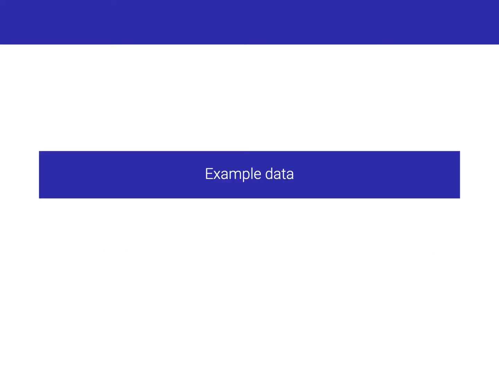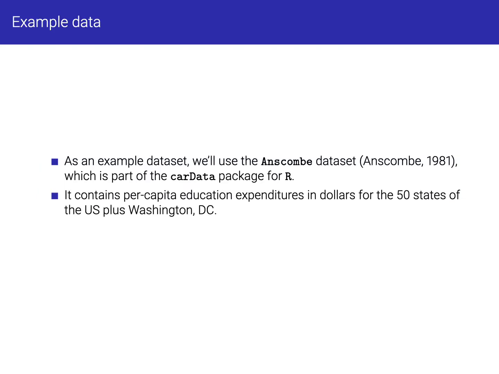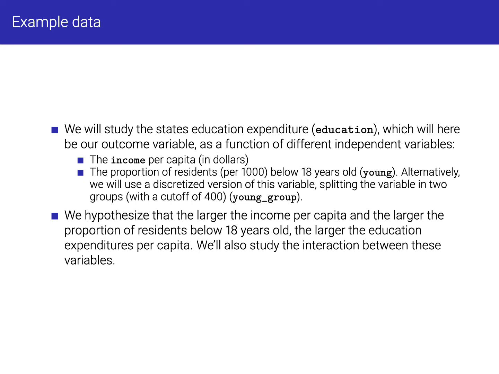So let's talk about the example data that we're going to use. We'll use the Anscombe dataset, which is part of the car data package for R. It contains per capita education expenditures in dollars for the 50 states of the US plus Washington, D.C. And so we will study the states' education expenditures, which is in a variable education. So this will be our outcome variable. And we're going to try to study it, try to predict it using various independent variables.